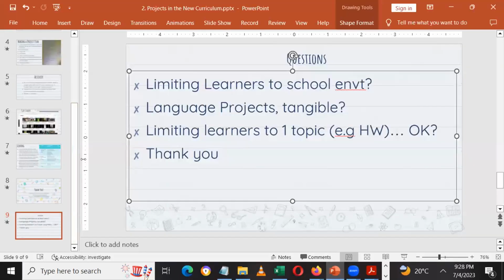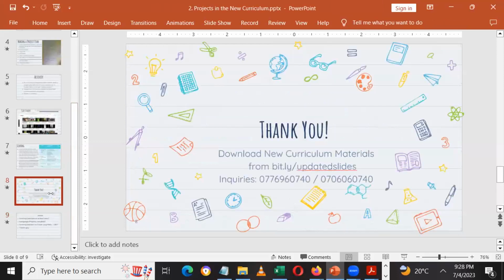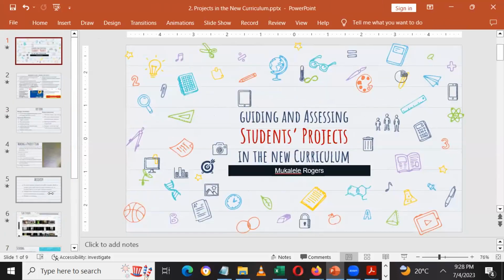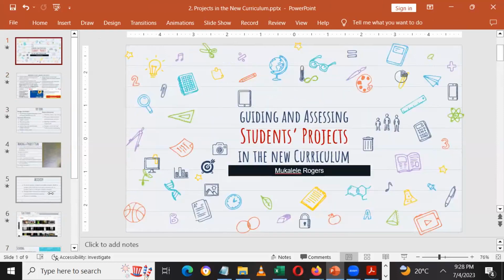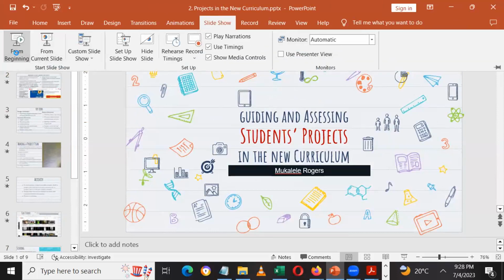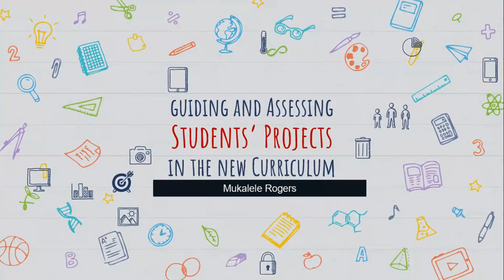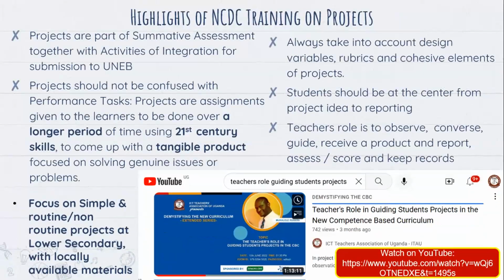The other thing I wanted to note is that I'm going to share these slides also. I summarized the slides of NCDC in 27 slides. At first, the NCDC gave us over 30 slides, but I summarized, and some of the things that our colleagues have been talking about are in here. I'm going to share the highlights. The teacher's role, like Mr. Andrew told us, is to observe, converse, and guide, receive a product and a report, assess, and score. You're not supposed to be the one to tell learners what to do. Learners are supposed to come up with their own ideas.